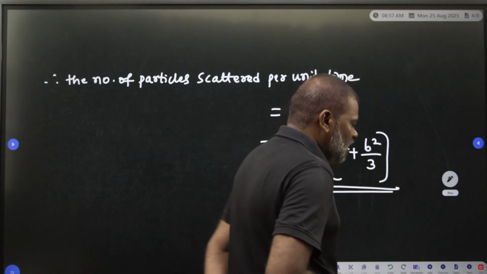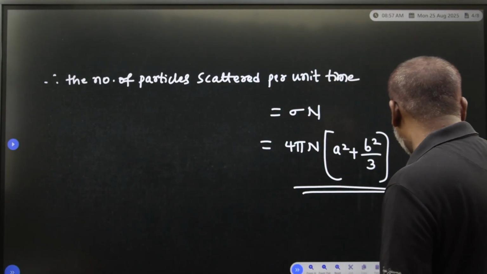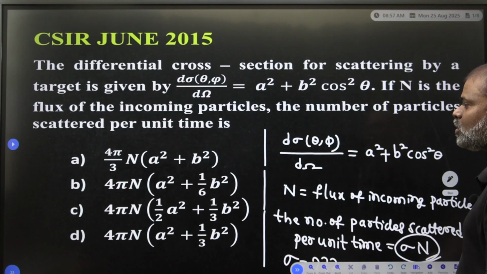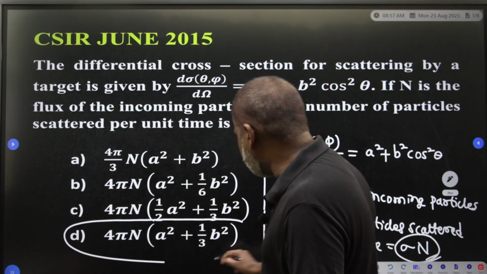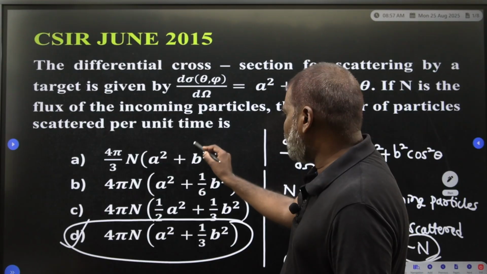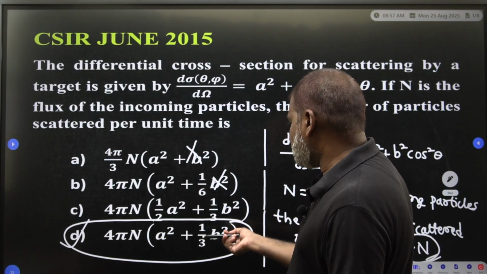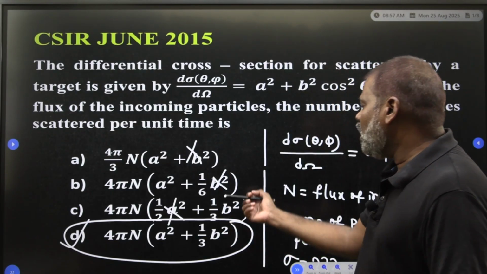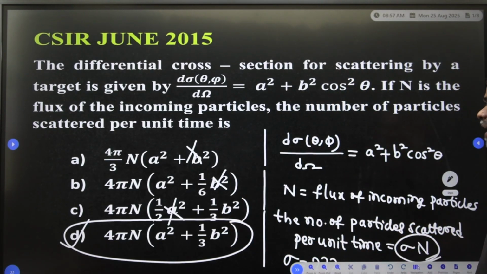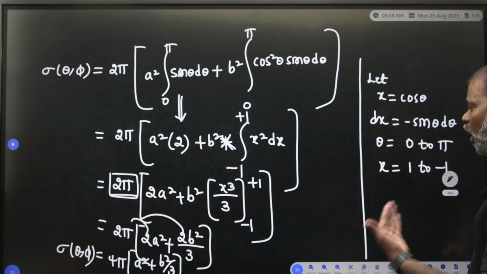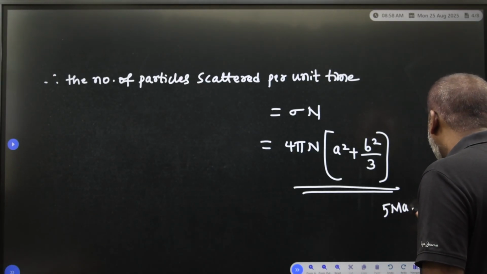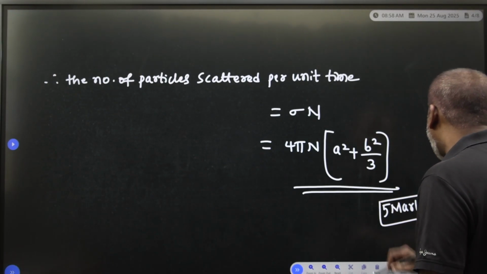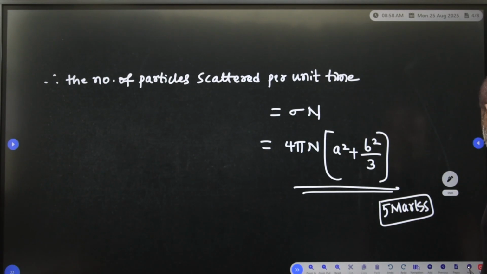This is your answer. You have to check that answer in the options. What are your options? You see 45 n (a square plus b square) by 3. Option D is correct. Option A is wrong. Option 1 by 6 is wrong. 1 by a square is wrong. 45 n a square plus 1 by 3 into b square. Like this we have to do in competitive examinations. For how many marks? They may give 5 marks. So it is a 5 marks question, from advanced quantum mechanics in the CSIR syllabus, right?